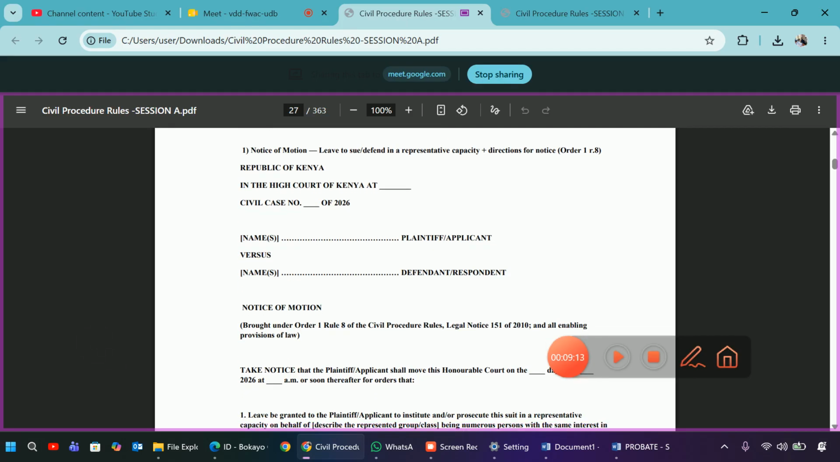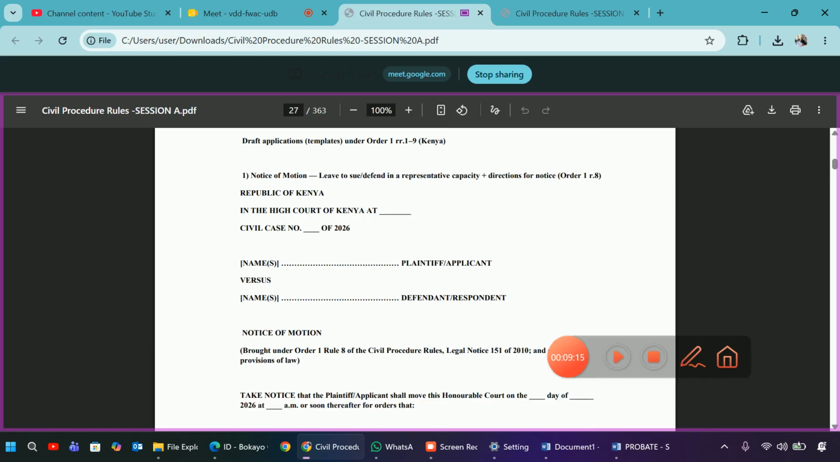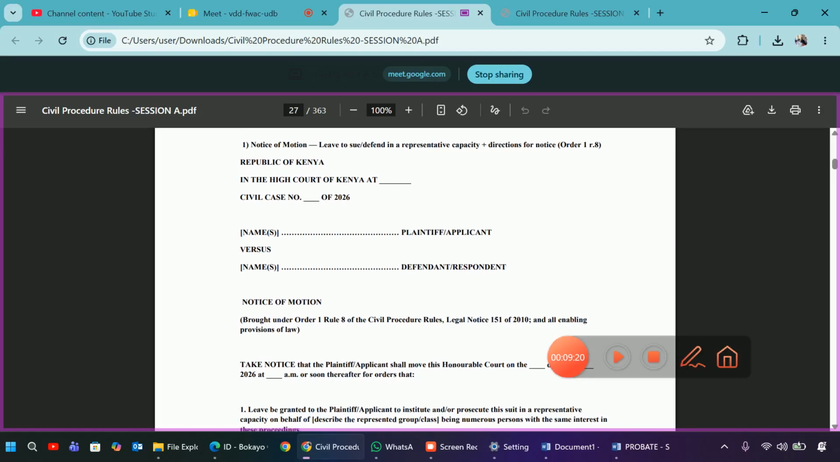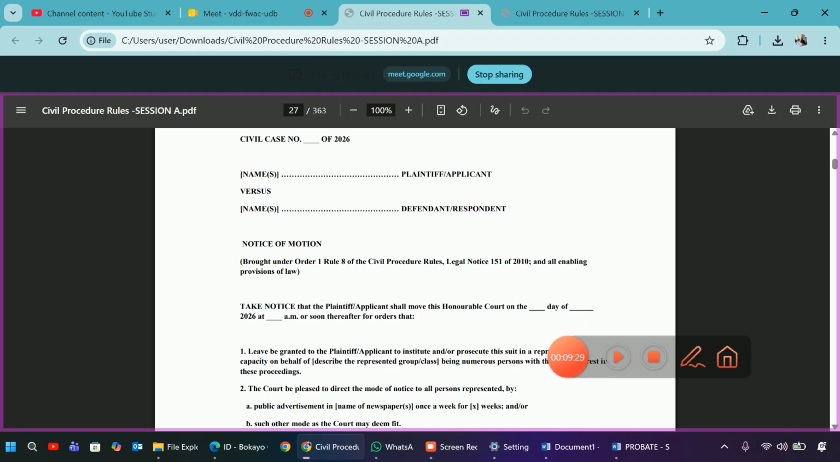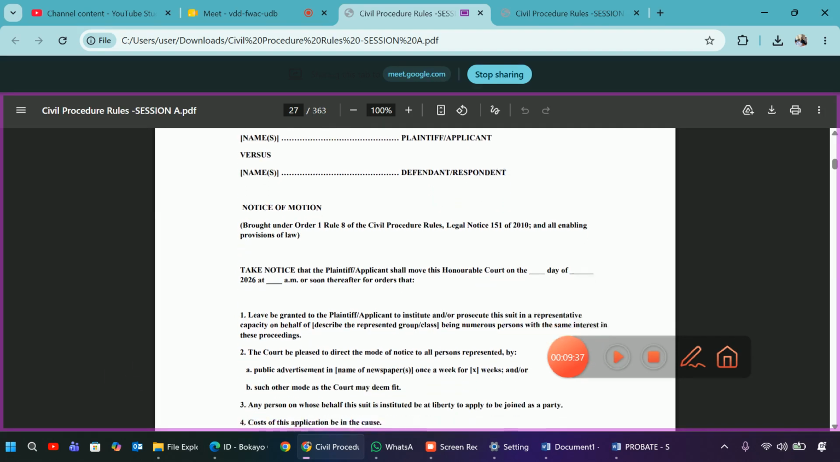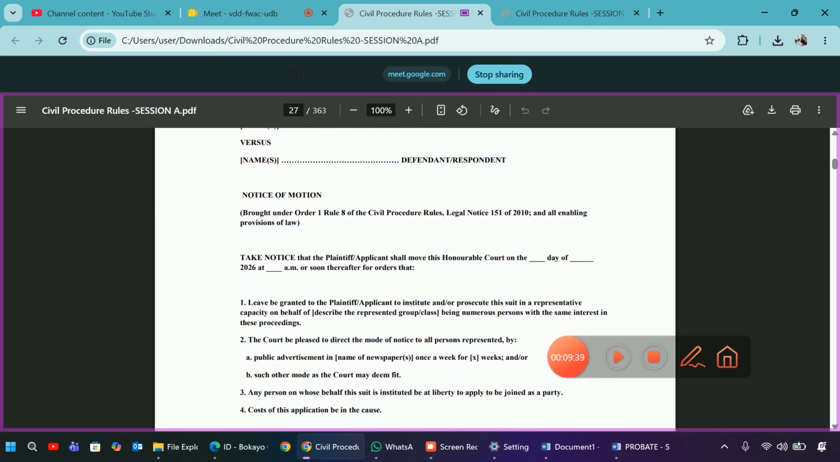I will not be reading the heading because that is one mark and the heading is consistent to all of our applications. Basically, you have to approach court via a notice of motion when it comes to these orders. You have to attach the enabling provisions. As you can see, it is being brought under Order 1, Rule 8 of the Civil Procedure Rules, Legal Notice 151 of 2010 and all enabling provisions of the law.